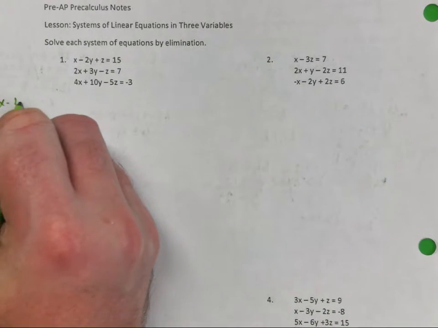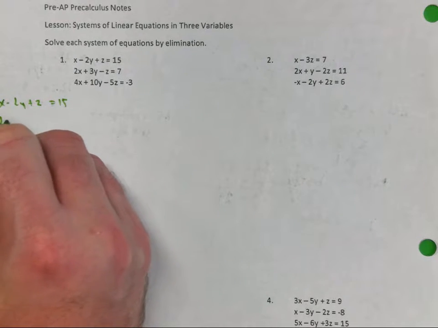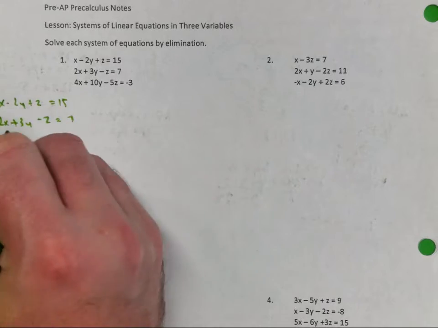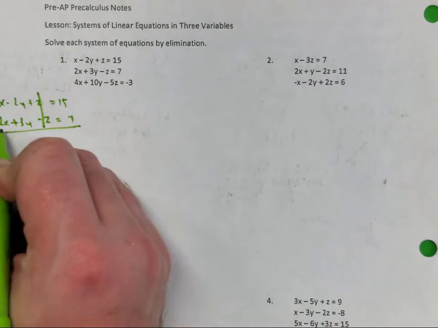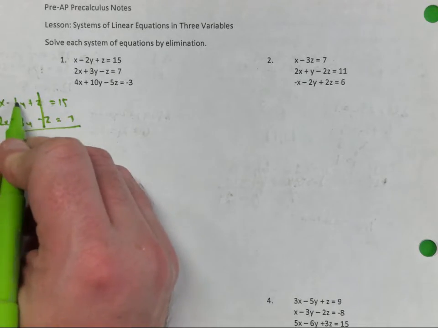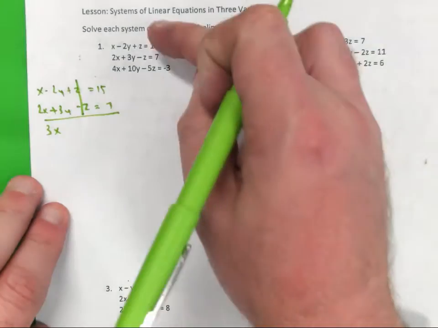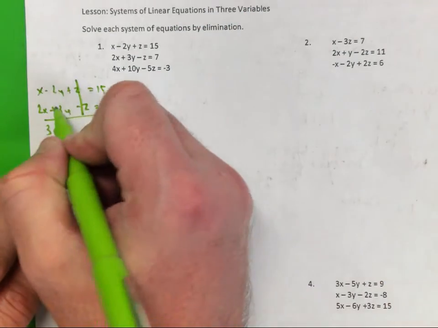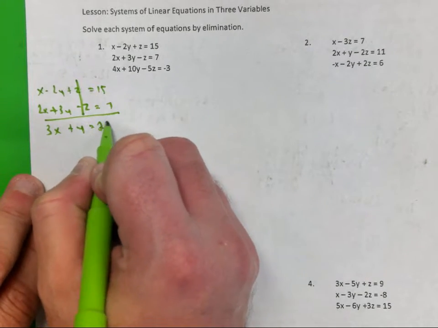Alright, so I have x minus 2y plus z equals 15, and 2x plus 3y minus z equals 7. Eliminate z. x and 2x gives me 3x. First 2, yep, first 2. Negative 2 and 3 is positive y. 15 and 7 is 22.